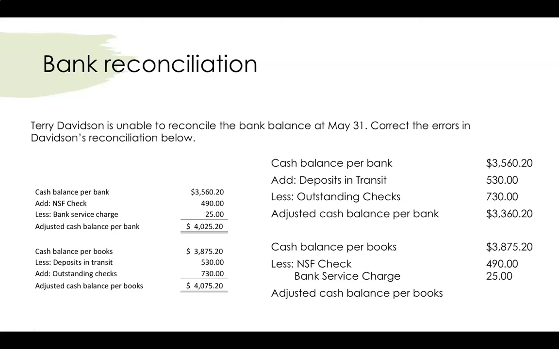Now, our adjusted cash balance per books. We take our initial cash balance per books, the amount that we had in our ledger under our cash account of $3,875.20. We subtract out our NSF check, we subtract out our bank service charge, and we get an adjusted cash balance per books of $3,360.20. And where do we see that? That's also our adjusted cash balance per bank, right? So that's why we're doing this bank reconciliation. It's because we want our adjusted cash balance per bank to equal our adjusted cash balance per books.